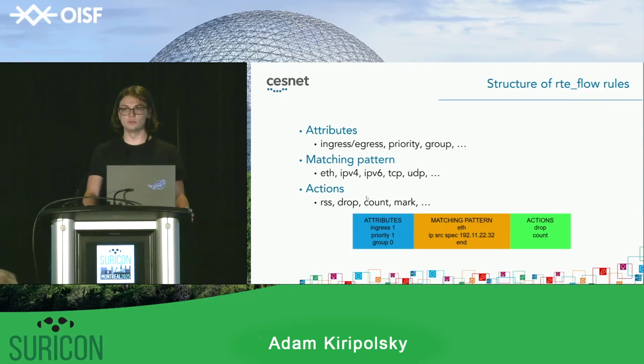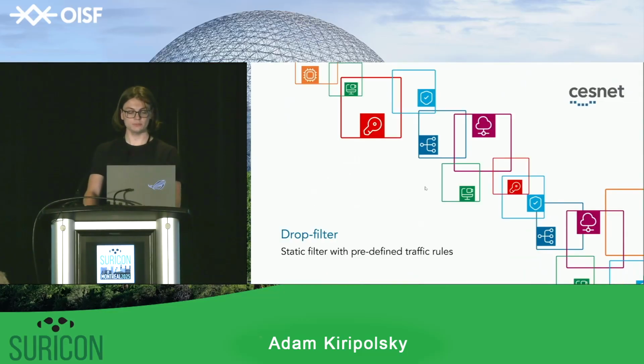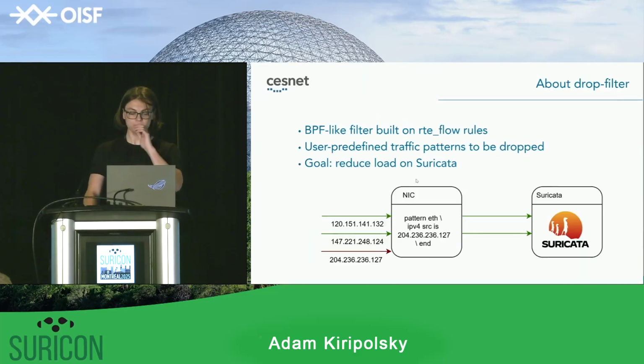We have a lot of different actions available. Mostly it depends on the NIC used, but some of the general ones are RSS, or receive side scaling, configuration, drop for dropping the traffic, count, mark, and so on. Now we'll look more closely at the drop filter, which is the static filter with the predefined traffic rules.